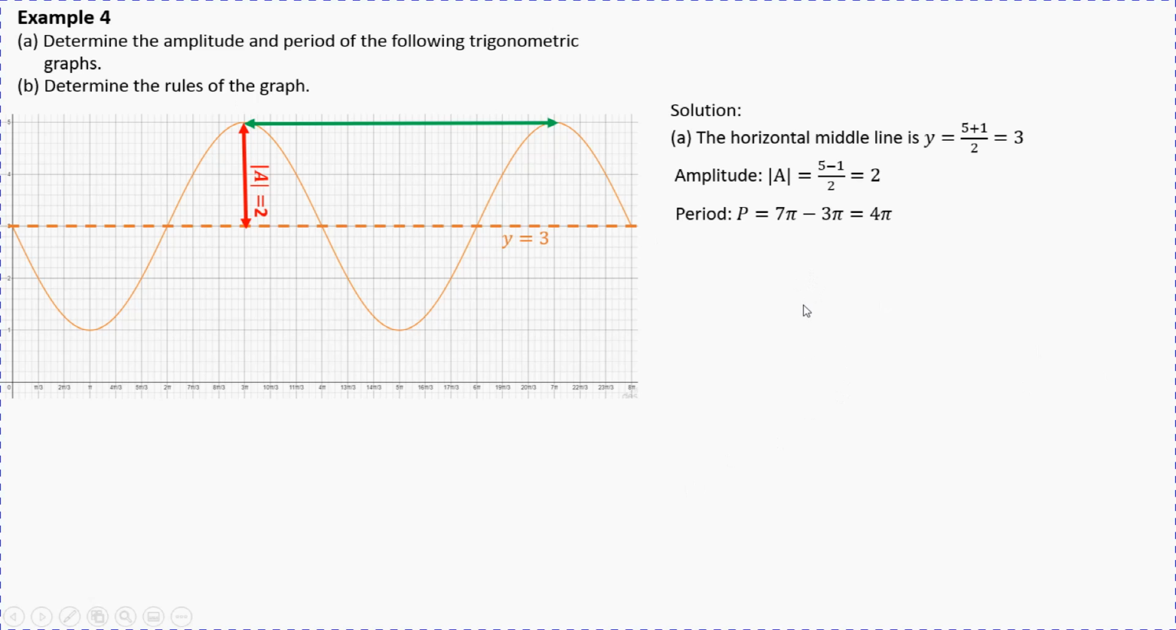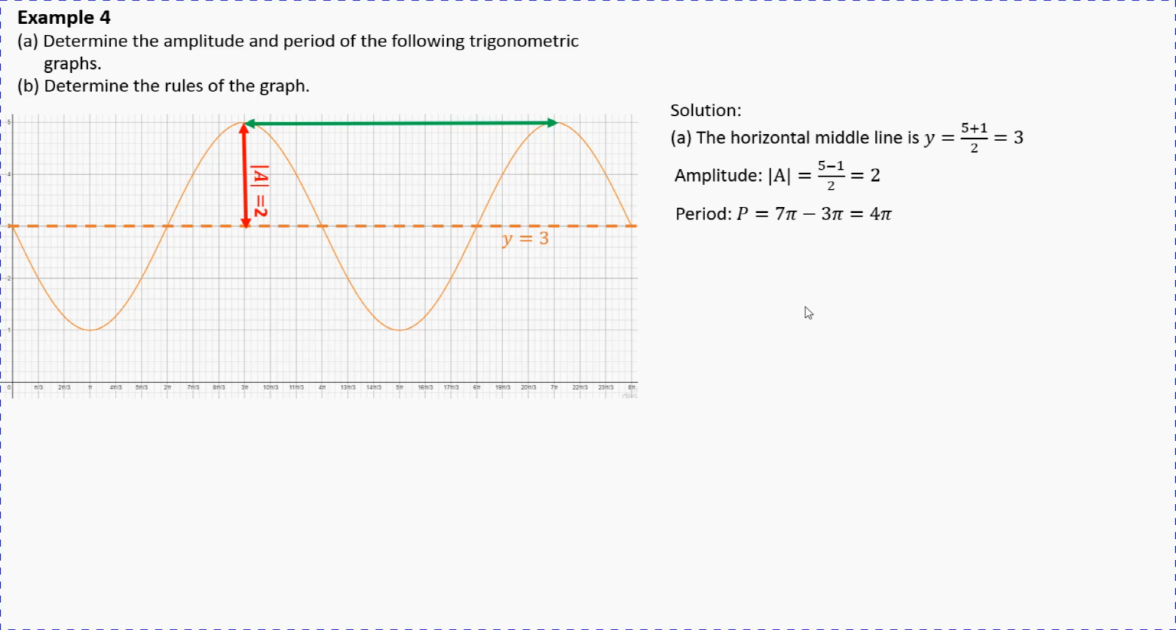So let's think about part B. How can we determine the rules for the graph? First of all, you need to think what kind of graph it is. It starts from the middle axis and it goes down. So it can't be a cosine graph, because a cosine graph must start at the highest point or the lowest point, depending on whether it's positive cosine or negative cosine. So it must be a sine graph.